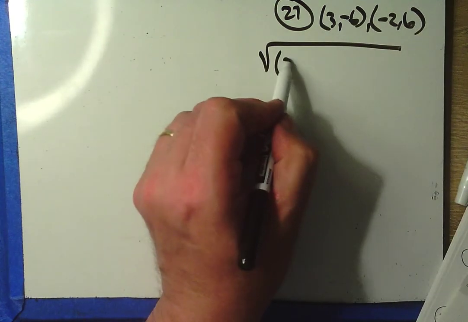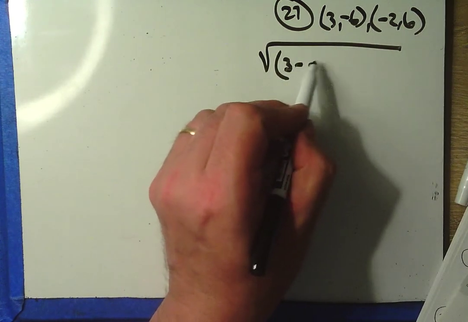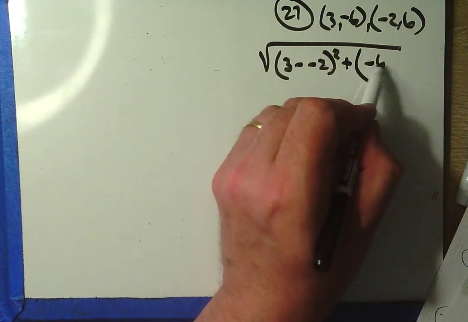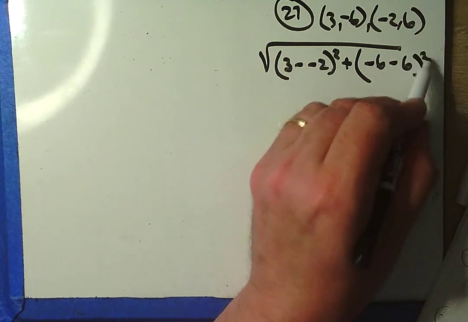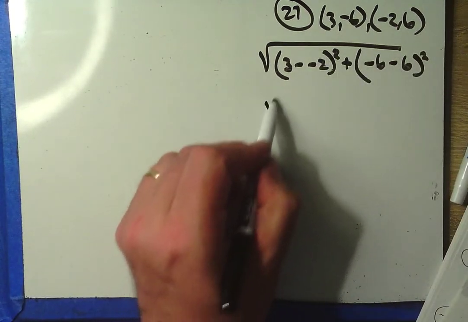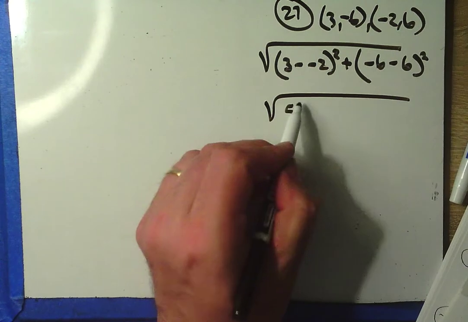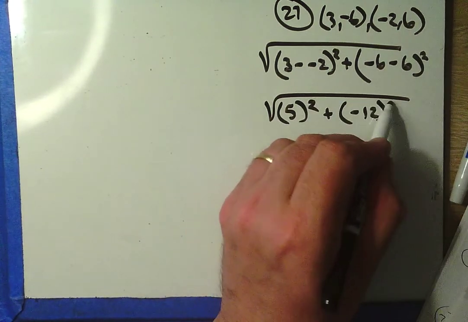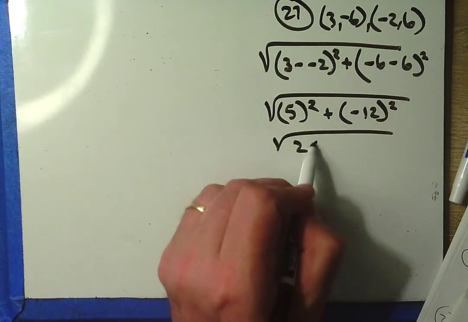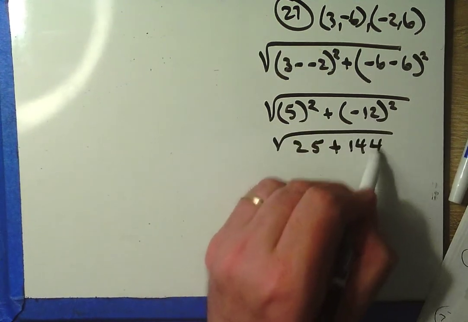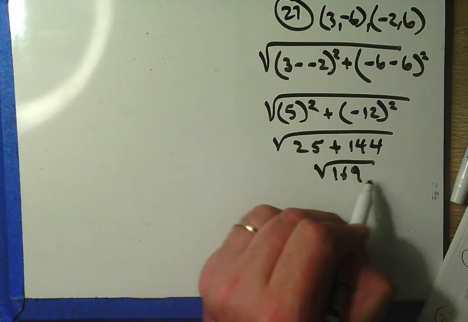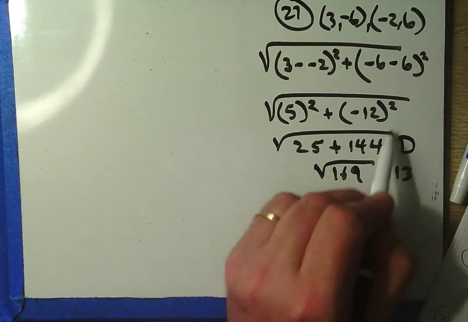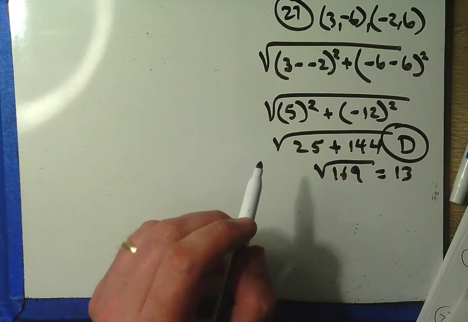Square root of x1 minus x2 squared plus y1 minus y2 squared. Don't forget the squares, because this comes from the Pythagorean theorem. 5 squared plus negative 12 squared is 25 plus 144, or the square root of 169, which is 13. There are 13 units between them, and that's why D is my answer to 27.